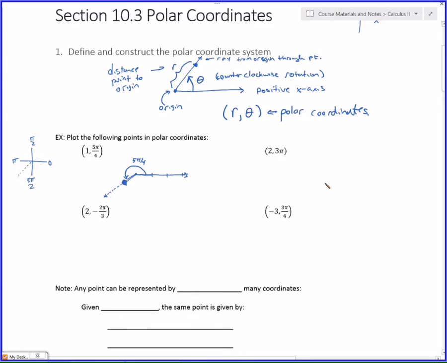2 comma 3 pi. Draw your horizontal. Where's 3 pi? It's a full rotation. How many rotations is it? 1.5. All the way around is 2 pi. That's right. And then I'm going to go 1 more pi. So it's going to be this direction right here. That's 3 pi.